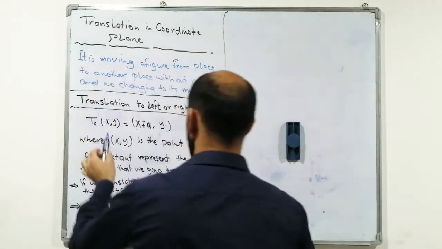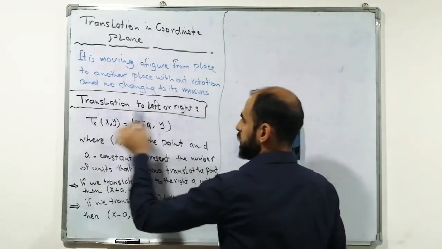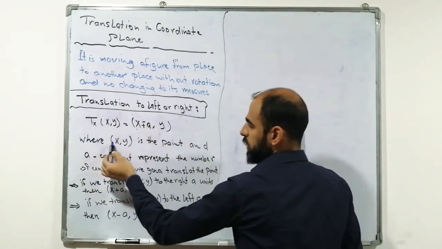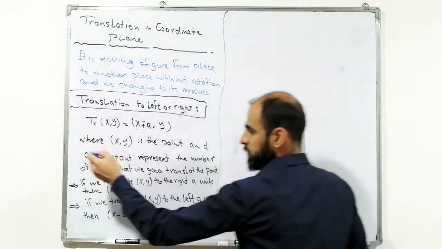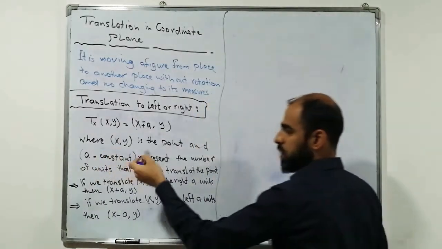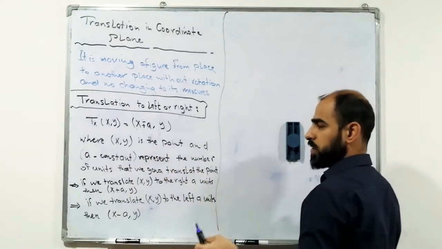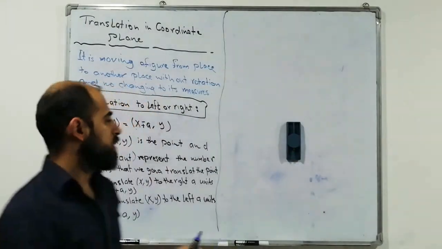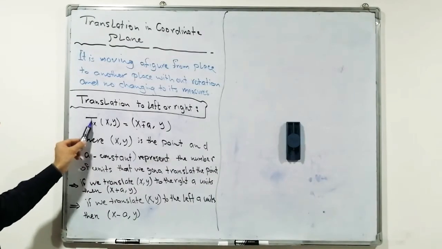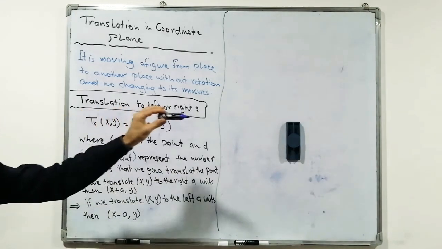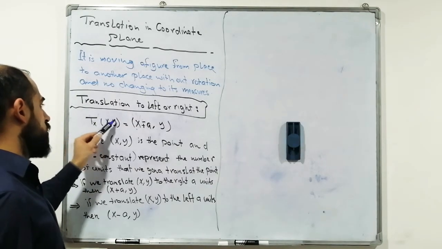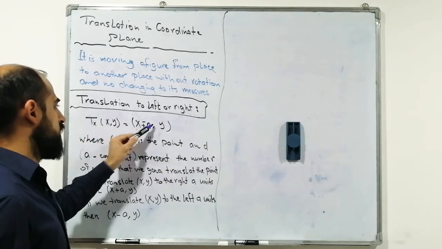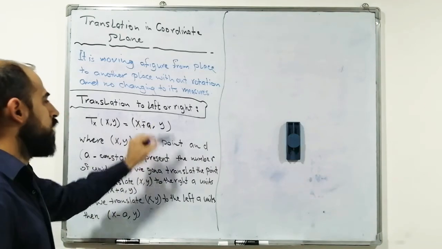So, the law of translation to the left or right for any point (x, y) and a constant a: a represents the number of units that we're going to translate the point. T represents the translation, sub x means translation to the left or right, on the x-axis. The translation of the point (x, y) is (x plus or minus a, y).